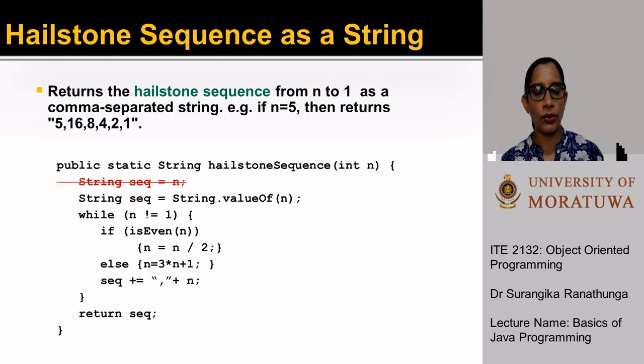So if you want to do that, you have to use this special method called valueOf, which will convert the integer into its string representation. So we can initialize our string object using that. And then we execute our usual while loop, and whatever the new numbers we generate, we append to our sequence. And at the end of the while loop execution, this string sequence will be returned from the method.